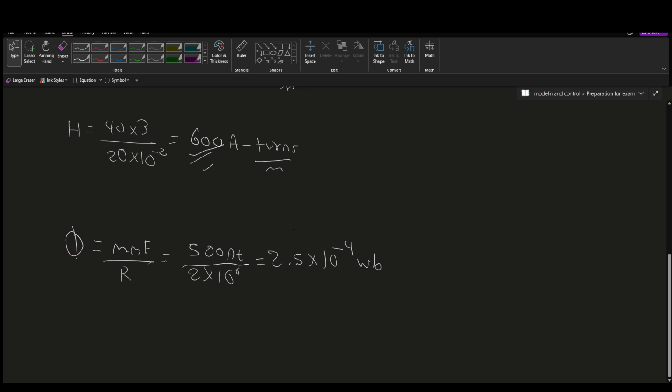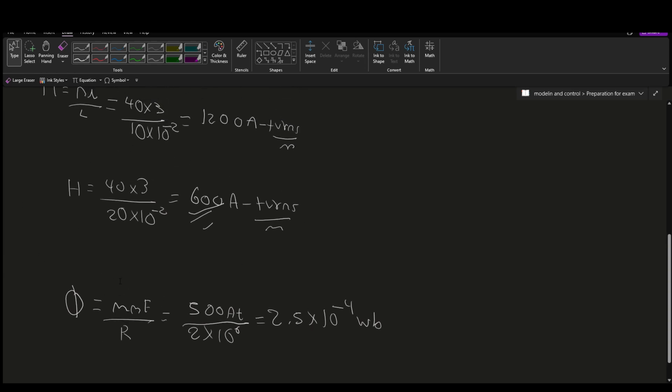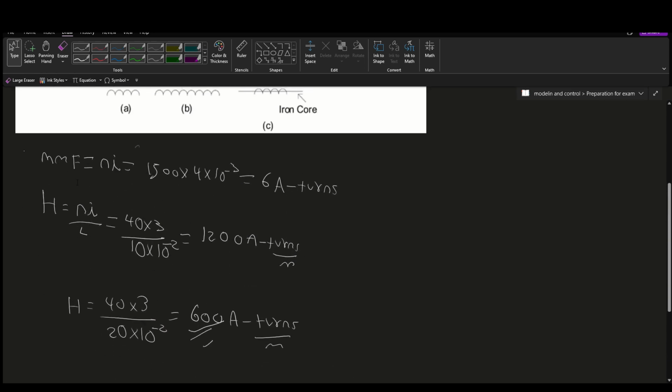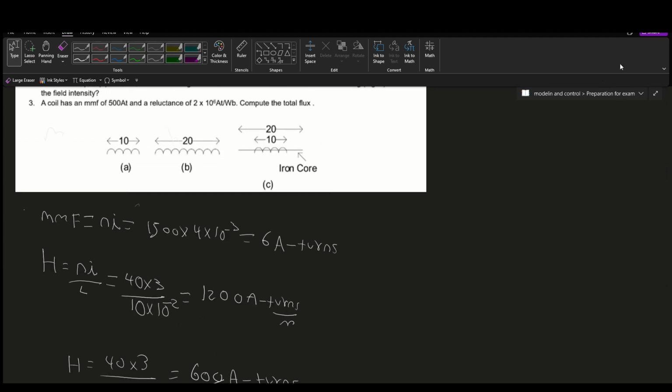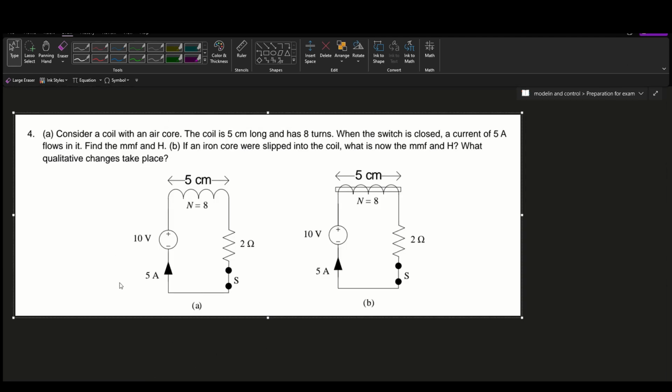The formulas are pretty easy for the flux, for the field intensity, and MMF. Okay, now we have this exercise in part 8. They are telling us to find MMF.